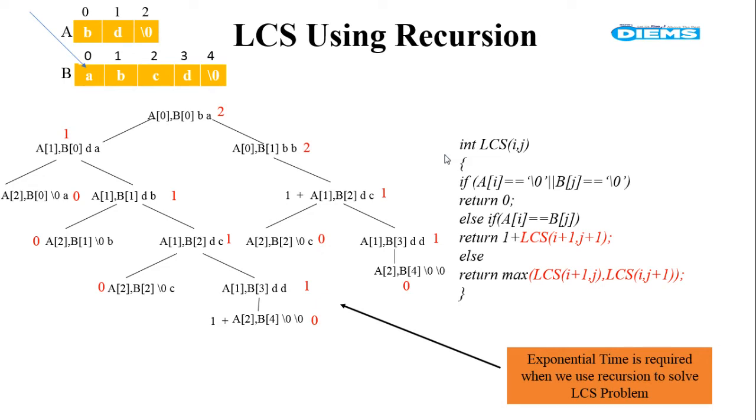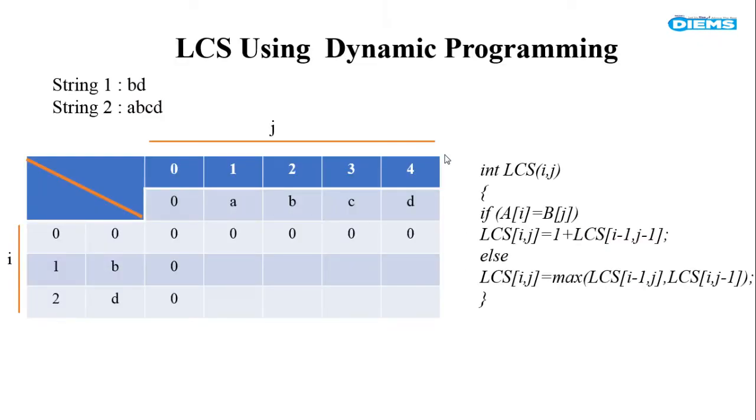Now, what we will do, we will try to reduce this exponential time with the help of dynamic programming. So, again, we will take the same example and we will try to solve it with the help of dynamic programming. Okay, so again the same strings are there. String 1 is BD and string 2 is ABCD. Now we have already discussed that dynamic programming is a bottom up approach. In the previous videos we have seen it. It's a bottom up approach. The tabulation is the most common method which is used for solving the problems of dynamic programming.